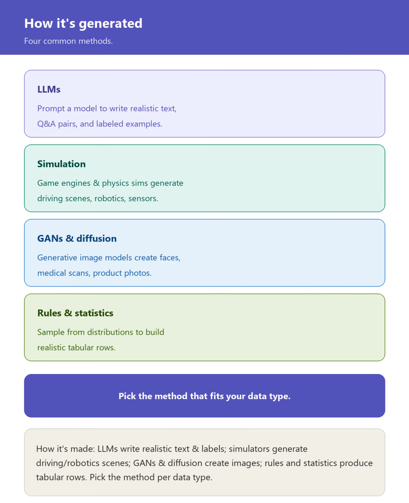How is it made? Four common ways. Large language models write realistic text and conversations, simulators generate physics or driving scenes, generative models like GANs and diffusion create images, and simple rules or statistics produce tabular rows.